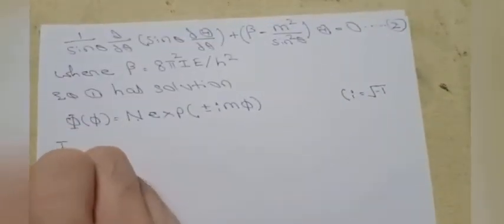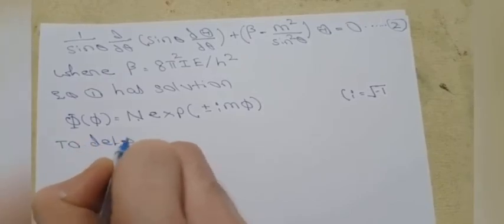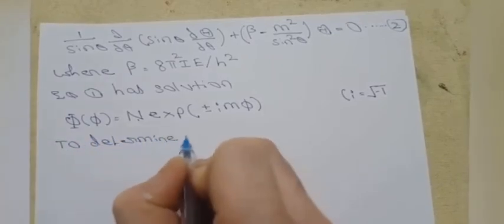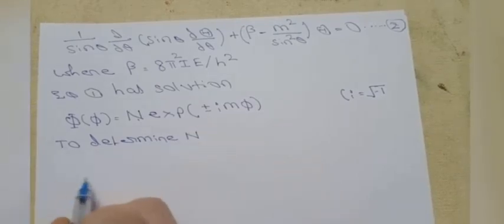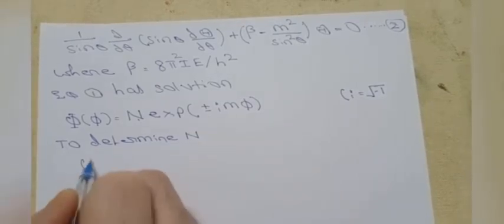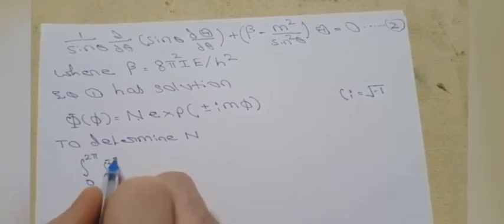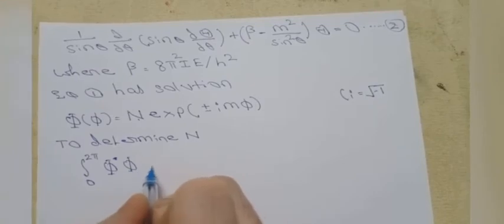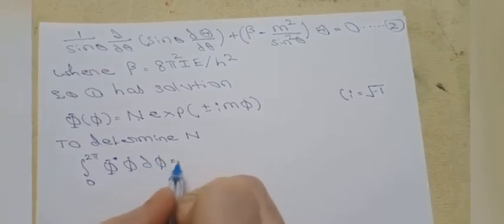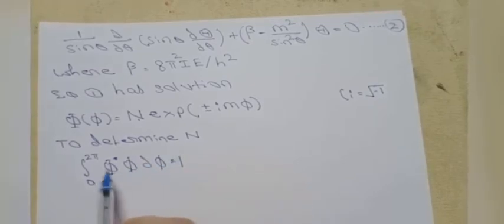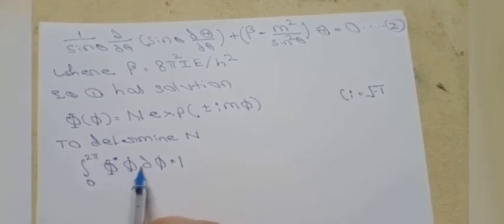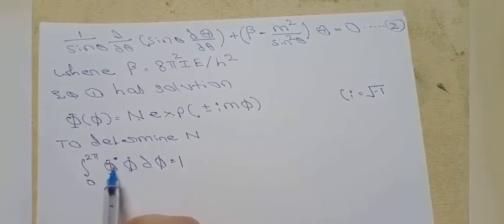N is the normalization constant. To determine N, we have the integral from 0 to 2 pi of phi star phi d phi equal to 1. That means the probability of finding the particle, which is the square of the wave function, should be equal to 1.